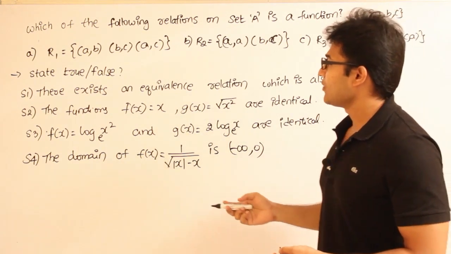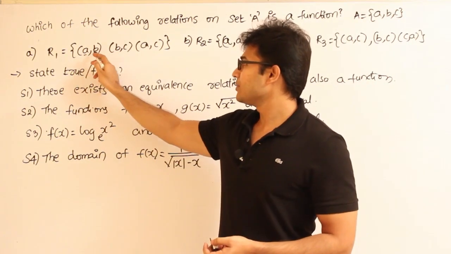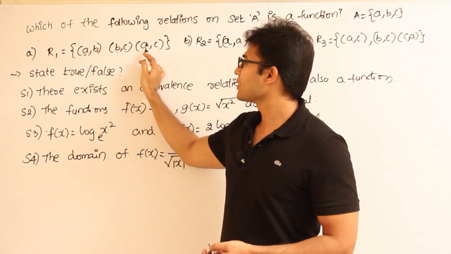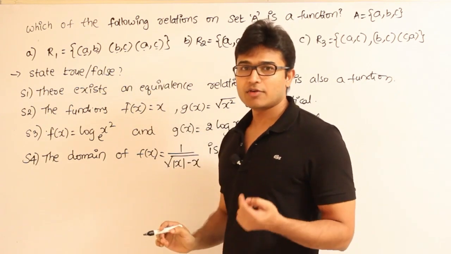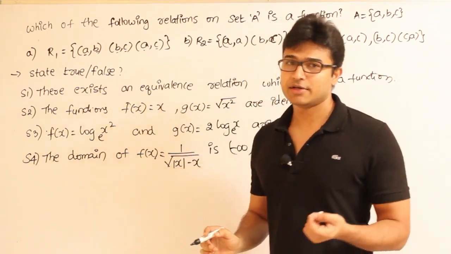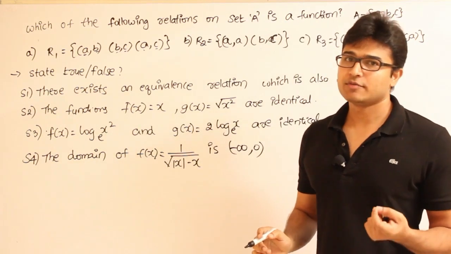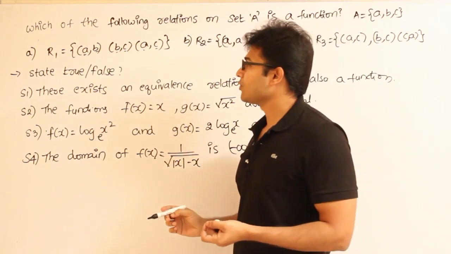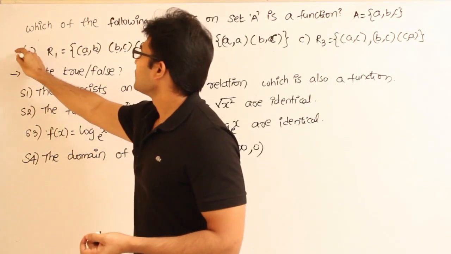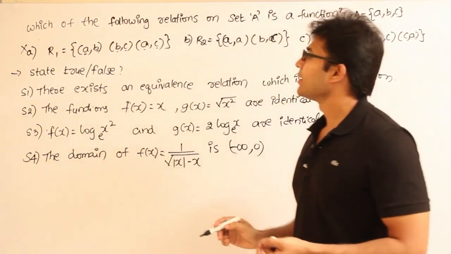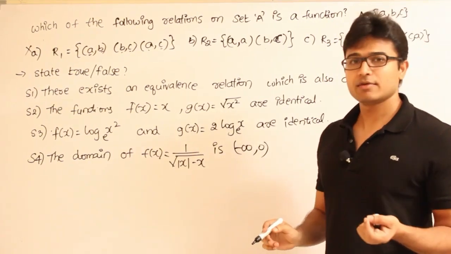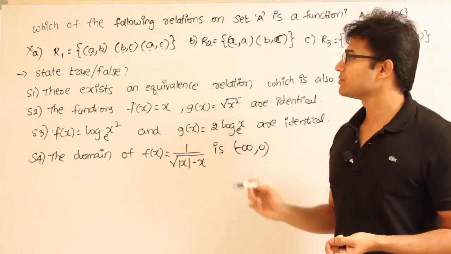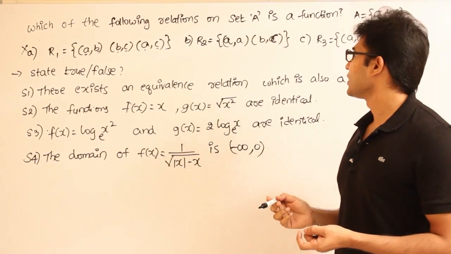First one, we have elements A, B, C. For A, image is B. For B, image is C. Again for A, image is C. Now if you observe this, for the same element A, we are having more than one image, which means we have 2 images here. Therefore this definitely cannot be a function, because for every element we are supposed to have exactly one image, but here we are having 2 images, right?